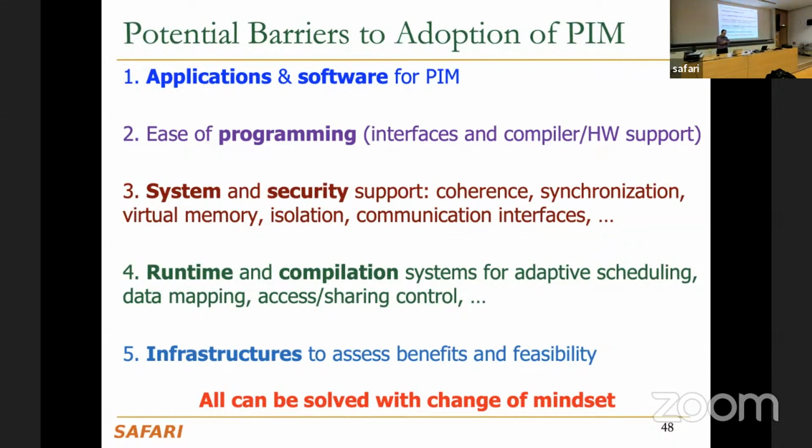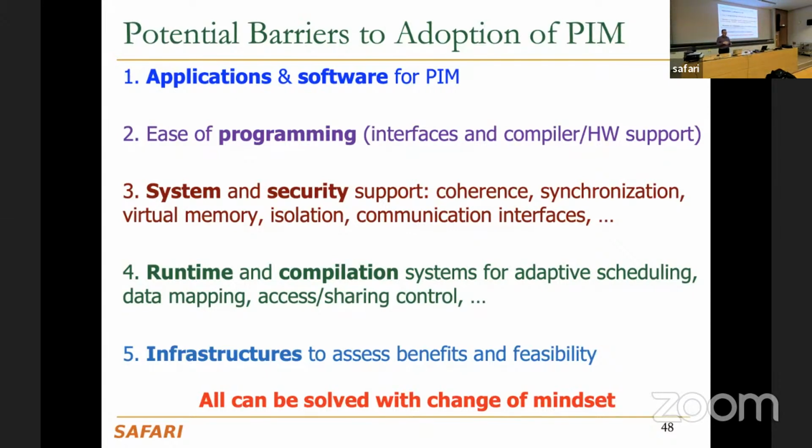And in SAFARI, we have done a lot of work in all these areas. For ease of programming, we published several works, for example SIMDRAM, MIMDRAM, and SimplePIM. For system and security support, we have done work on coherence, like CoNDA, and synchronization, like SynCron. For infrastructure to assess benefits and feasibility, we have done the DAMOV work. DAMOV is to categorize data movement bottlenecks, and with that you can understand how you can benefit from PIM.